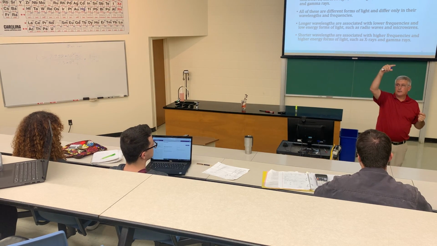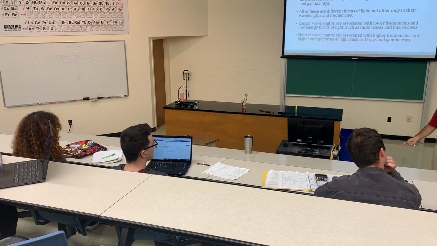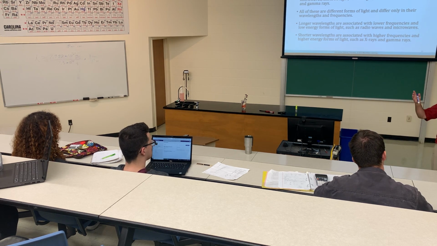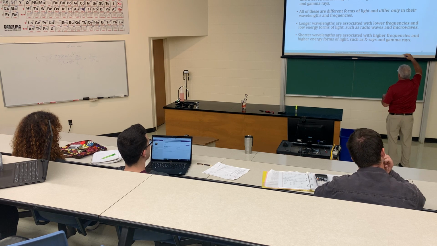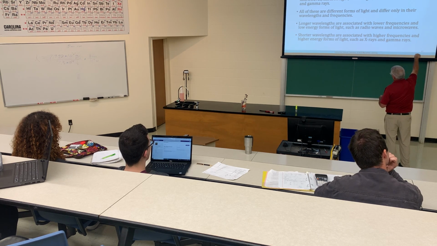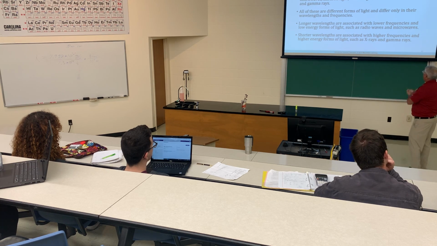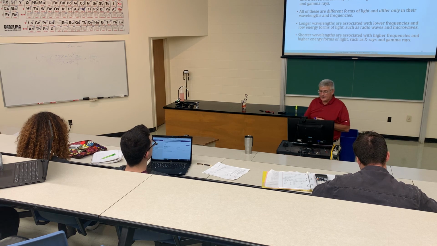I often giggle about most people's reference point to light being only visible. When we talk about radio waves, do we think of radio waves as light? They're really a piece of the electromagnetic spectrum, and so they're light. Longer wavelengths are associated with lower frequencies and low energy forms of light, such as radio waves and microwaves. Shorter wavelengths are high frequency, and those forms are X-rays and gamma rays.